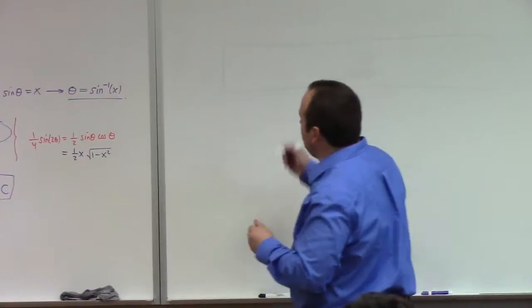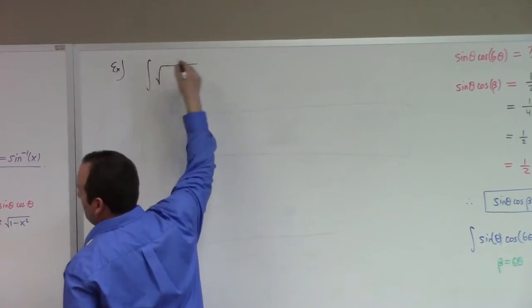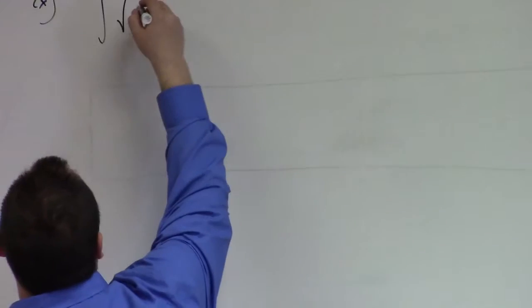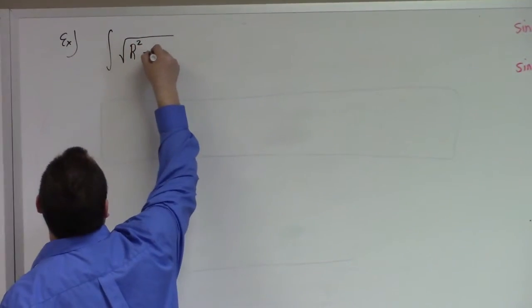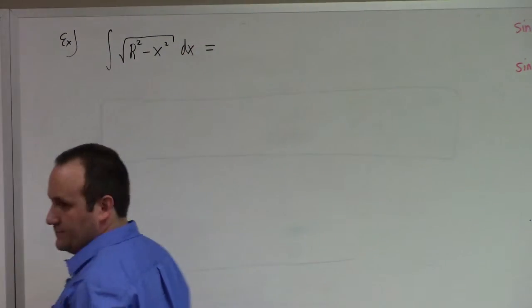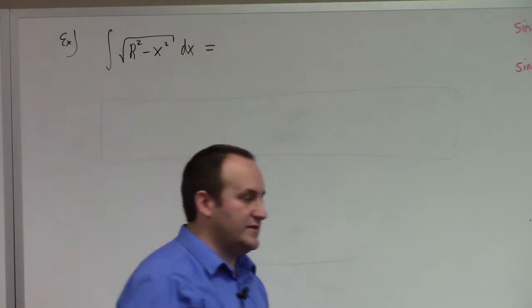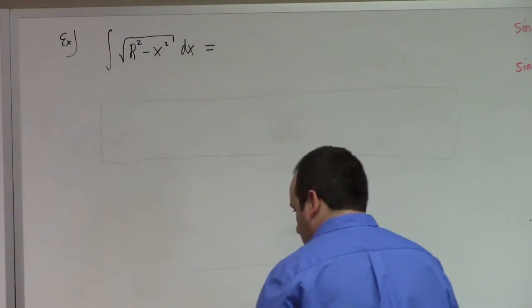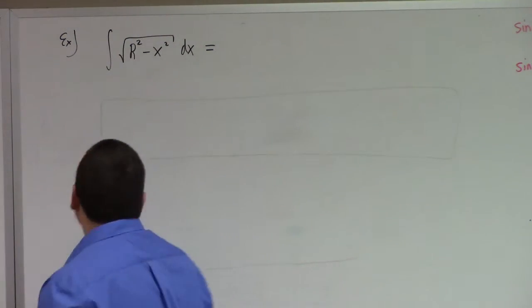Okay, so what if we bump this up a bit? What if we tried to do the integral of the square root of, instead of 1, let's trade that 1 for an r squared minus x squared dx. Kind of the same thing, but I changed the 1 to an r. Now what? How will I do this one?